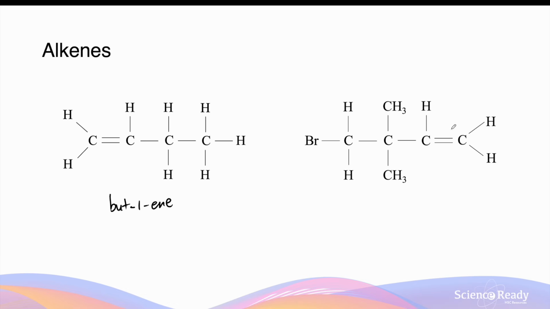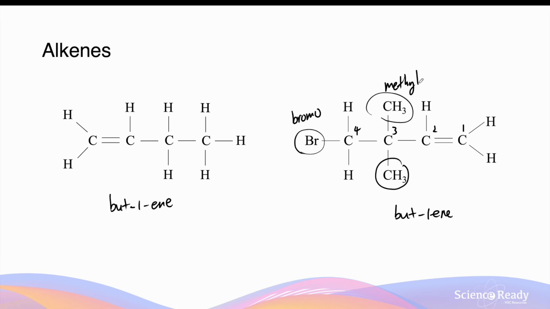In this molecule, we can count 1, 2, 3, 4 consecutive carbons, and the double bond lies in the first bond position. So this is again but-1-ene. In addition to the butene chain, there are 2 methyl groups on the 3rd carbon, and there's 1 bromine substituent on the 4th carbon. Bromine is denoted by the prefix bromo, whereas the methyl groups are of course denoted by the word methyl.